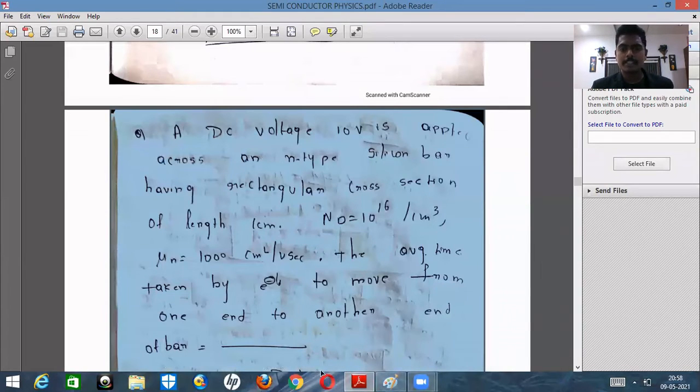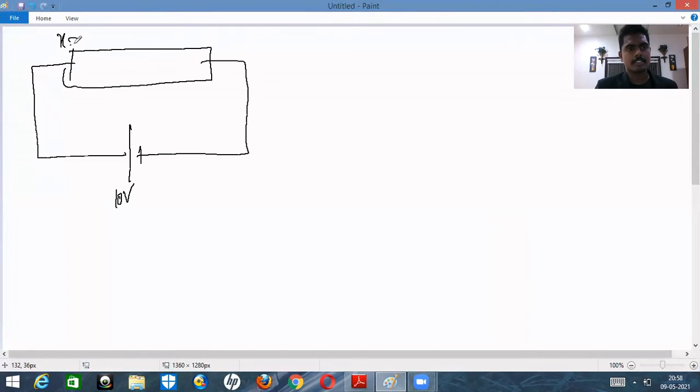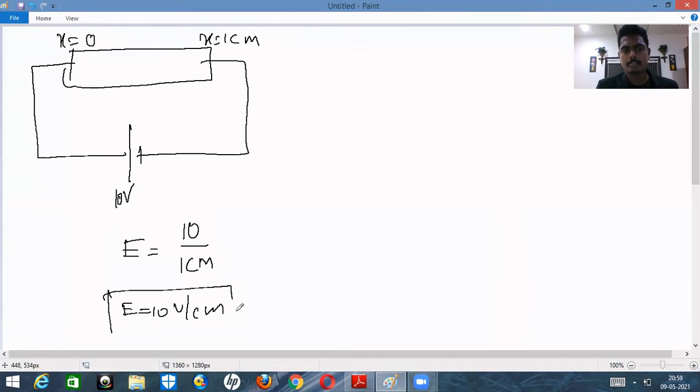Now, of length 1 centimeter. Let us suppose this is x is equal to 0, and this is x1 is equal to 1 centimeter, and we can find electric field intensity simply from here. Electric field intensity is voltage by distance. Distance is 1 centimeter, so electric field intensity is equal to 10 volt per centimeter.